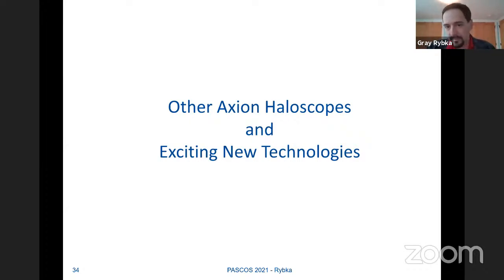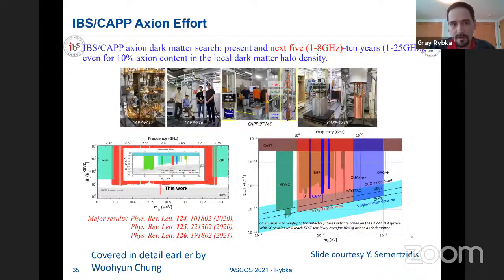I will briefly talk about some other haloscopes and exciting new technologies out there. There's a simultaneous conference, shifted 8 hours from this one, the PASCOS conference, which is a very axion-specific one, and I'm trying to keep up with it at the same time. There's too much to fit in this though. You already saw a talk from Woo-Yeon Chung about the IBS CAP effort here in Daejeon.